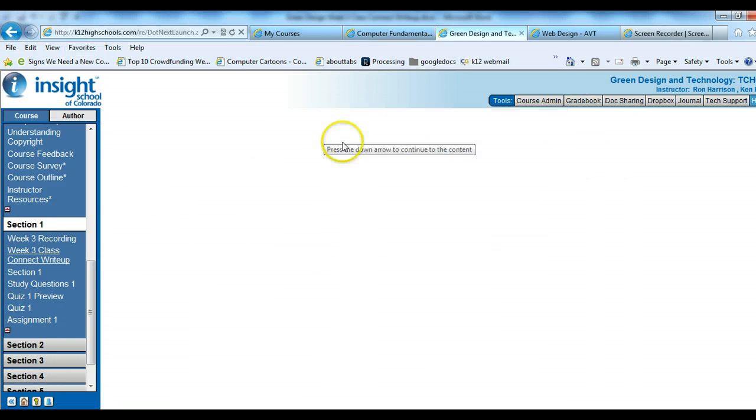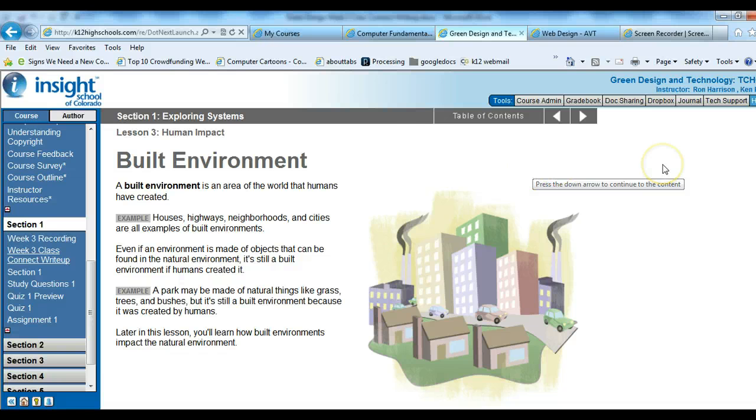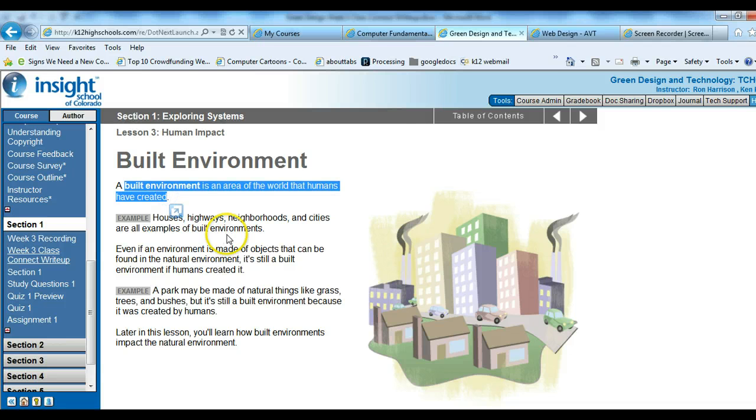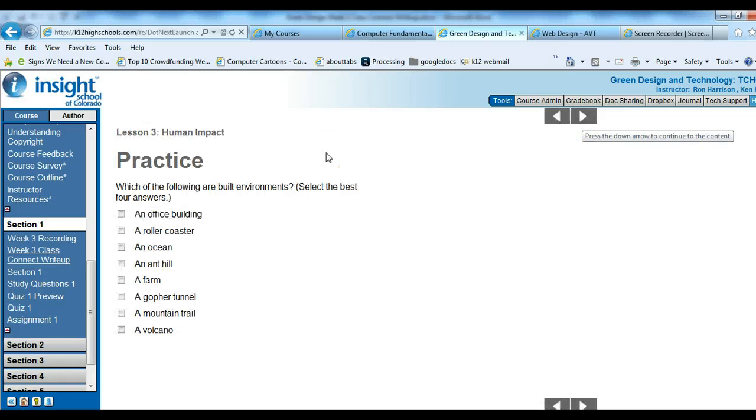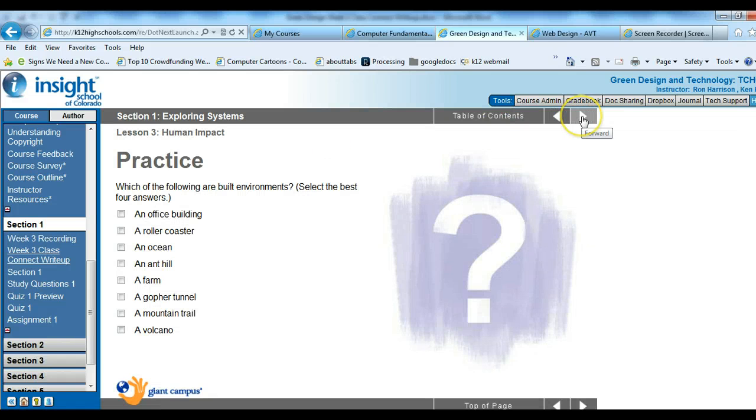In lesson 3, now we're going to get into human impact on the environment. So the built environment is the area that humans have created. So of course you know what your built environment is. You can describe your built environment, where you live, where you go to the grocery store, things like that.